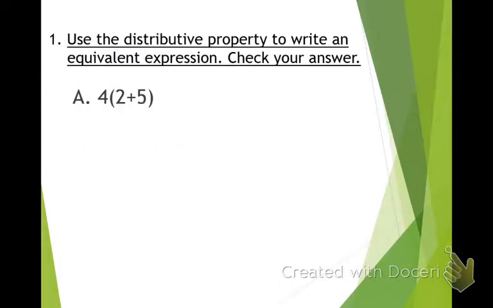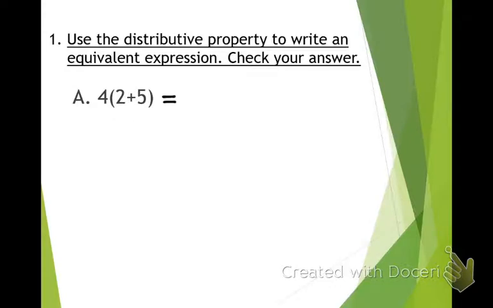Use the distributive property to write an equivalent expression. Remember, equivalent simply means to have an equal expression. So something that equals the same thing as 4 times (2 plus 5). What number is on the outside of my parentheses? 4. So I have to multiply it by the first number, keep my sign, and then multiply it by the second number also.